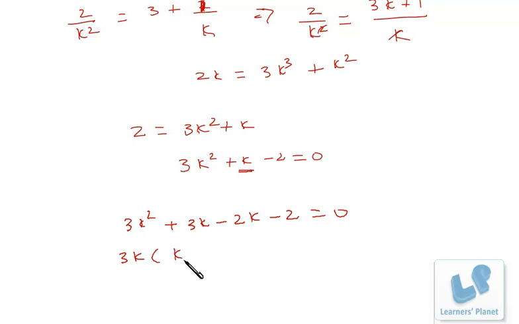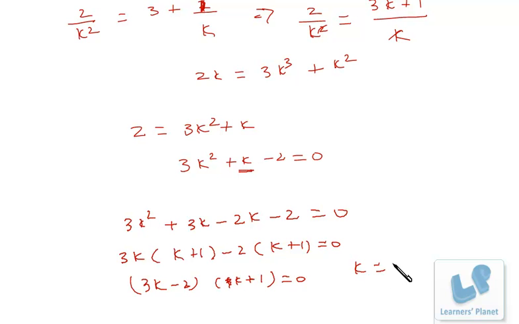So it's 3k(k plus 1) minus 2(k plus 1) is 0. So (3k minus 2)(k plus 1) is 0. So k is equal to 2 by 3 or minus 1, right? So this is how we can solve this problem.